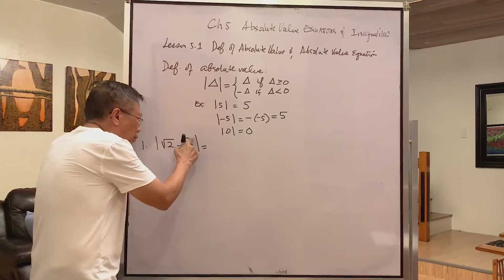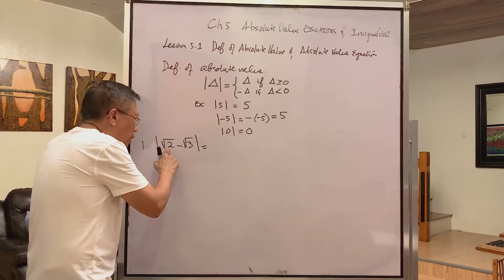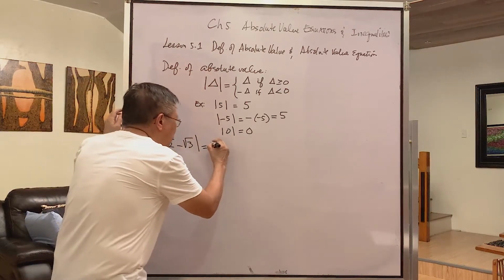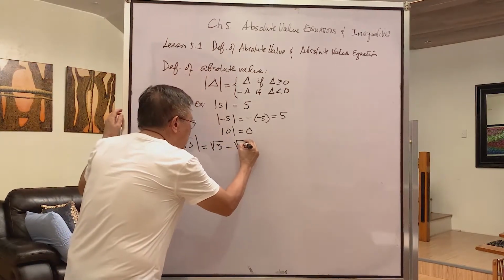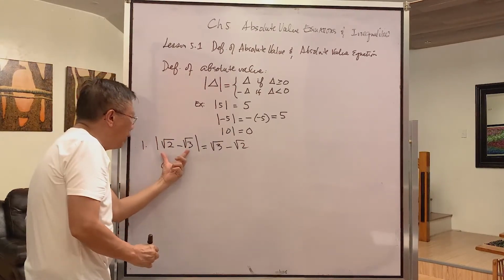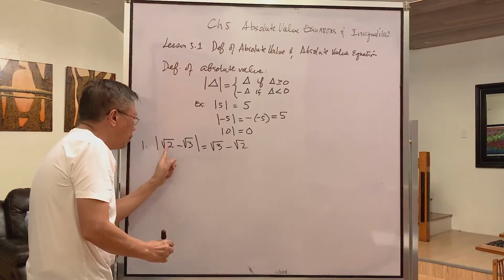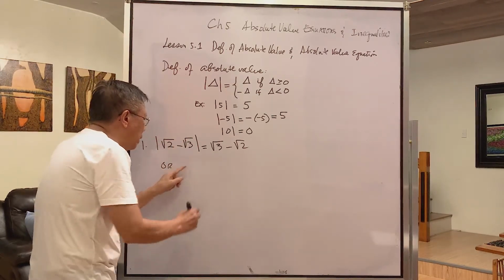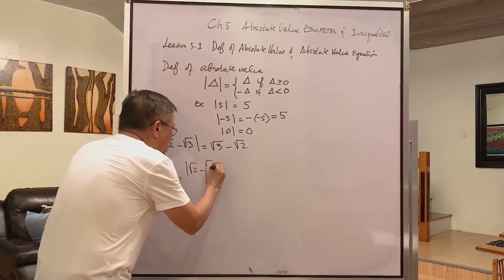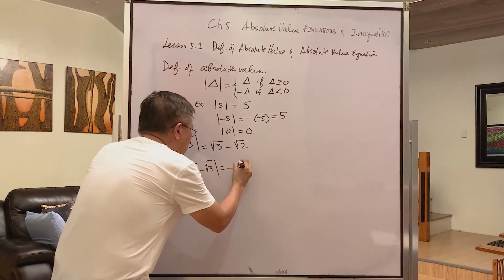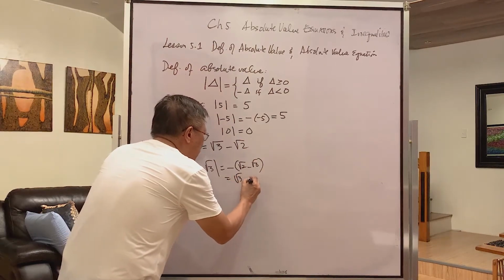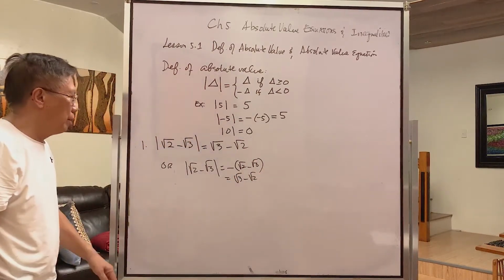If square root of 3 is bigger than square root of 2, then I can have this one rewritten without the absolute value by just saying square root of 3 minus square root of 2. Or, if we know that this one is a negative number, square root of 2 minus square root of 3, then the absolute value of square root of 2 minus square root of 3 should be the negative of this expression, or it's the same square root of 3 minus square root of 2. Okay?